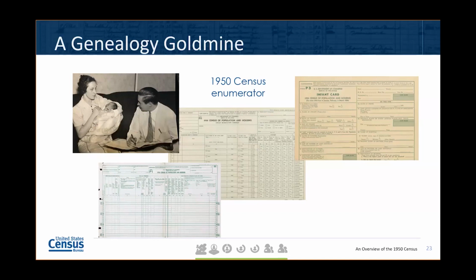A decennial census is, above all, a collection of data on every individual in the United States, and after 72 years, the individual stories of each person enumerated in the 1950 census sort of reverberate through new generations.